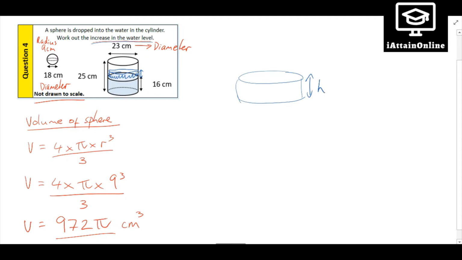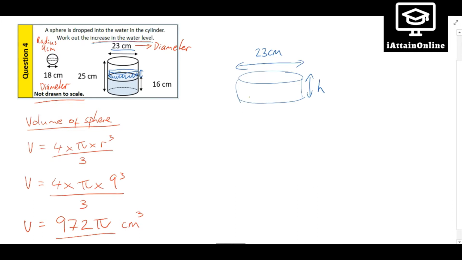Now, because that extra water that we get from putting the sphere in is in the same cylinder, that water will take the shape of the cylinder it goes into. So the diameter of this new cylinder is going to be equal to the diameter of the big cylinder that contains all the water. So that is going to be 23 centimeters, the same as this.